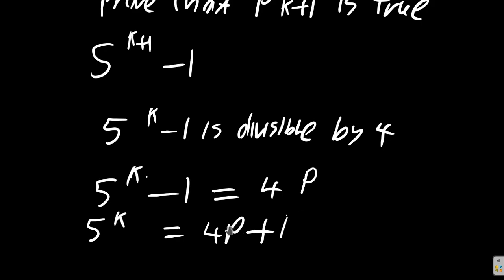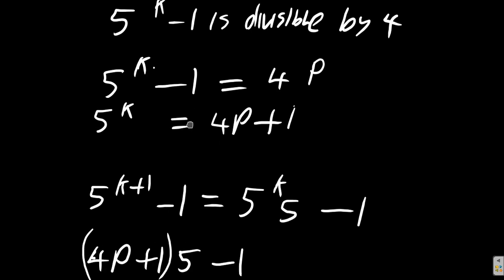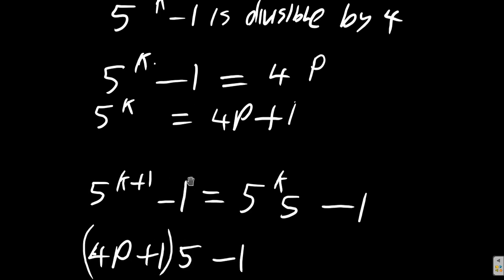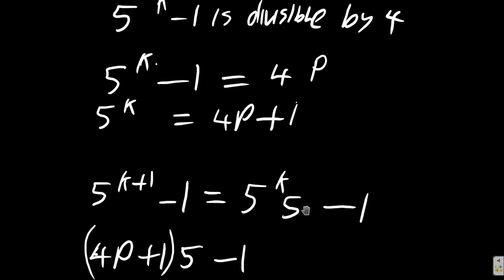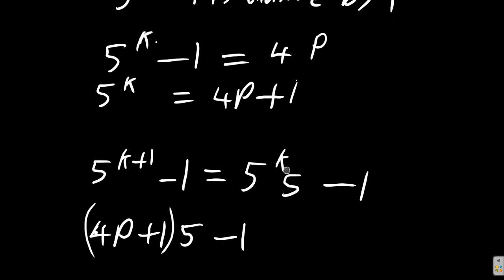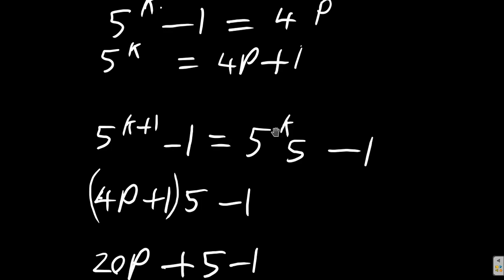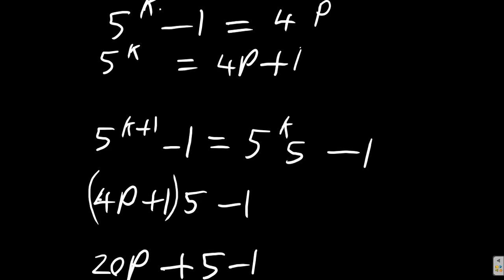And then, if that is so, when we come to 5 to the k plus 1, using our knowledge of indices, we split the 5 to the k plus 1 up into 5 to the k times 5. And then our minus 1 at the end here. Right? So we have 5 to the k. What is 5 to the k? It is 4p plus 1. So we substitute 4p plus 1 for 5 to the k. So we have 4p plus 1 multiplied by 5 minus 1.